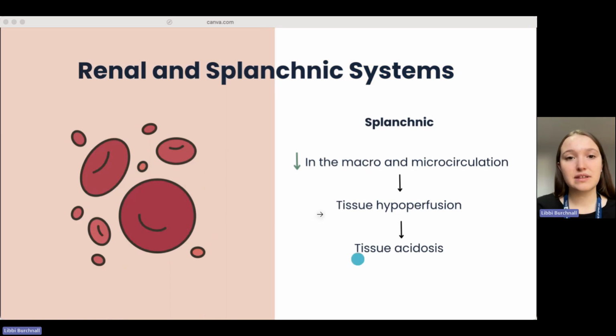And then there's also a decrease in the macro and the microcirculation of the splanchnic system, so that means that the tissues will become less perfused, so that's the tissues of the GI tract, the liver, the spleen, the pancreas, and again that can lead to tissue acidosis. An important thing to consider is that pressure over 20 millimeters of mercury can lead to up to a 40% reduction in the GI mucosal and the mesenteric flow. And again, that can cause acidosis, as we said.